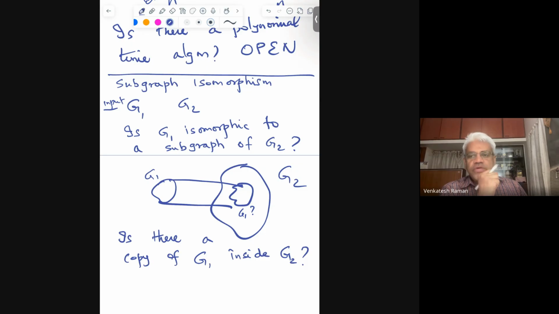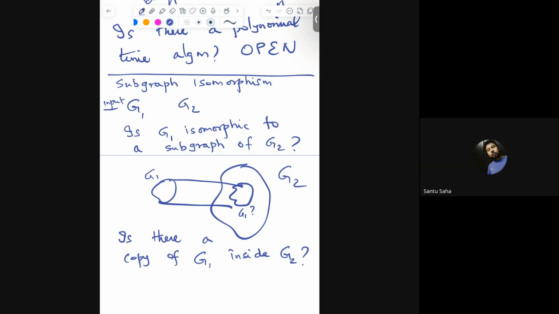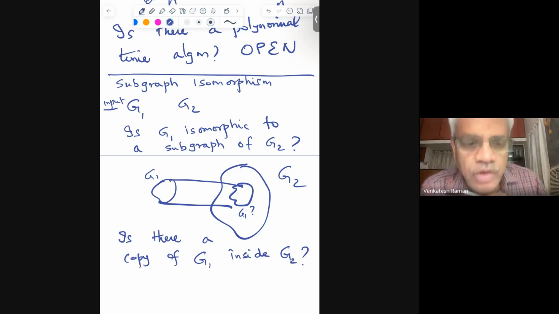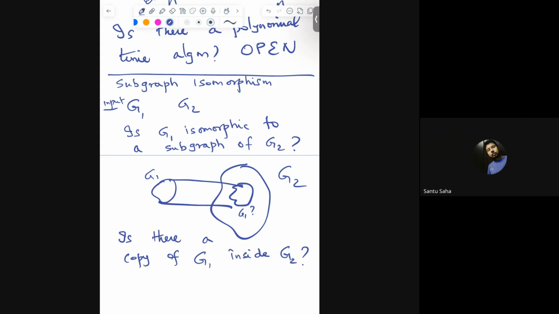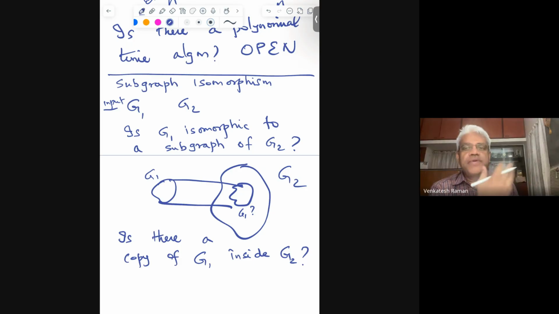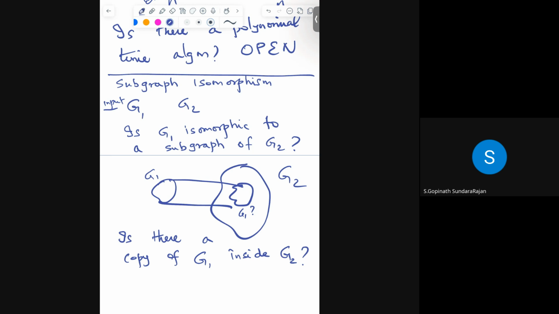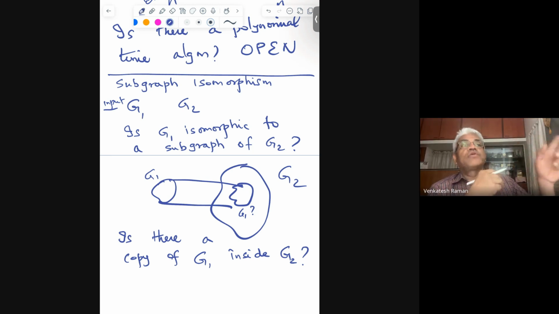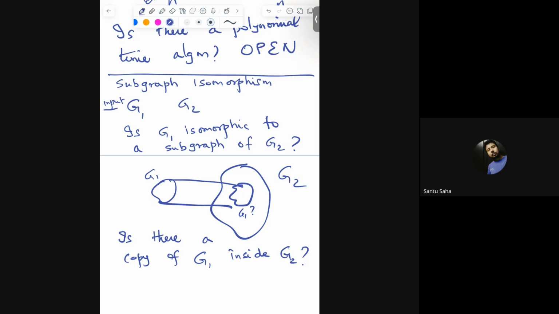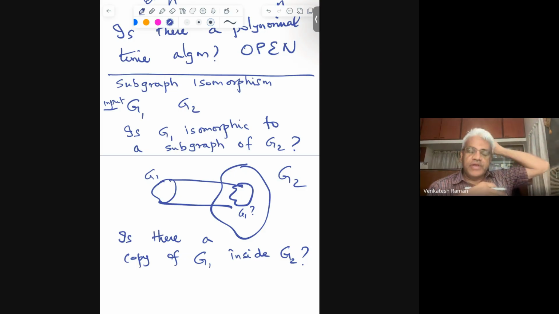Okay, how do you show it is NP-complete? No. How do you show any problem NP-complete? I have to reduce from an already known NP-complete problem. Okay, you said NP-complete. You have to show first it is in NP, and then reduce from a known NP-complete problem. That I have to prove NP-hard.